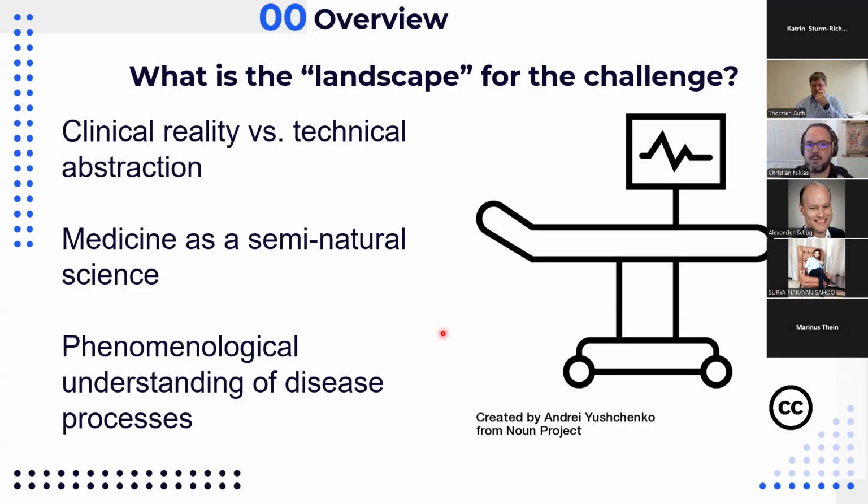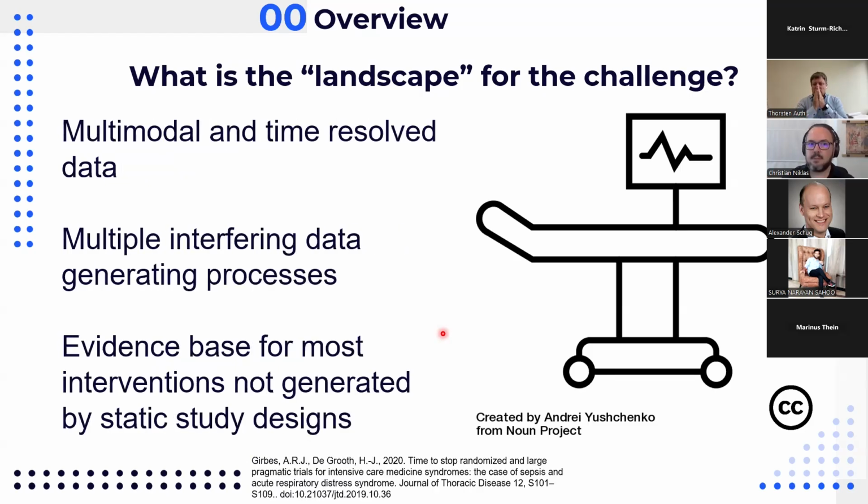On the other hand, medicine approaches disease states, the things that patients bring to us as their problems, from a phenomenological understanding. You look at the patient, you talk to patients, and you try to infer from a very superficial view what the underlying disease process would be. This is the general approach that medicine has taken for hundreds of years. We have developed more intricate ways of measurement, so we now infer multimodal and time-resolved data.